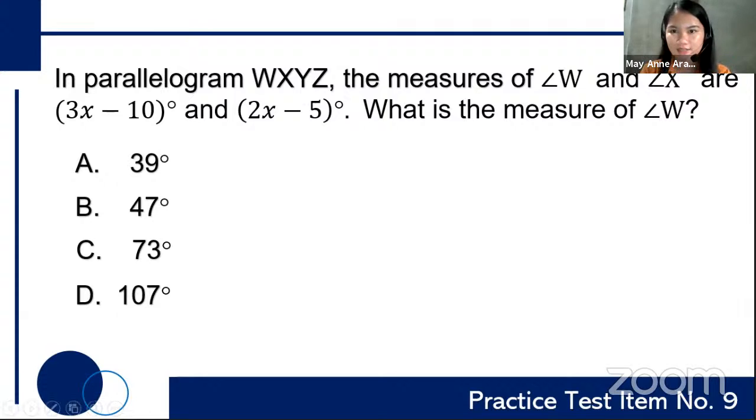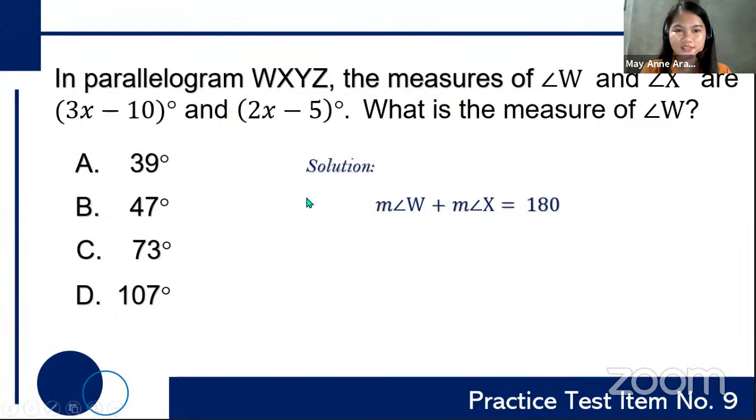Okay, we have here one answer. Okay, very active talaga si Mr. Suarez. Okay, D, 107 degrees.